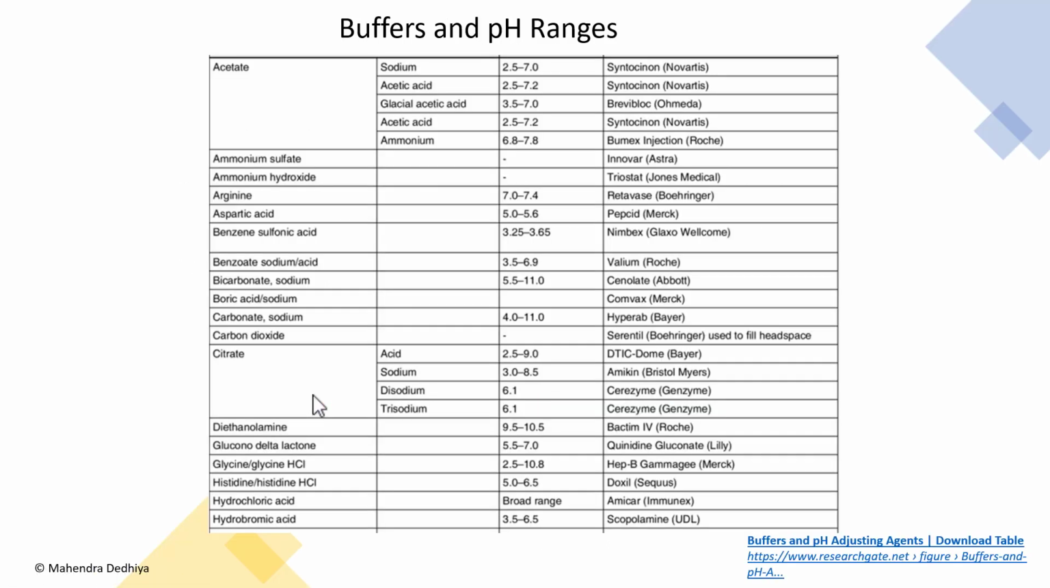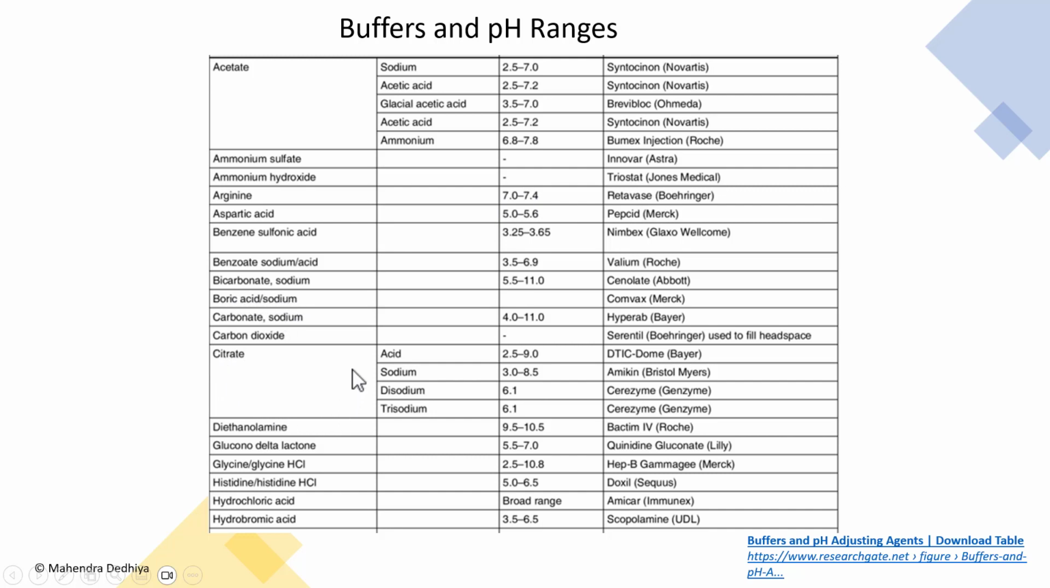Buffering agents used in pharmaceutical and cosmetic formulations. These are alphabetically listed, and the pH ranges are also included, along with a product in which these buffers are used. This is just an example. Acetate salts provide a wide range of buffers depending on the pH of the product. Arginine is used for basic pH 7 to 7.4. Boric acid and borate salts are used in ophthalmic solutions.